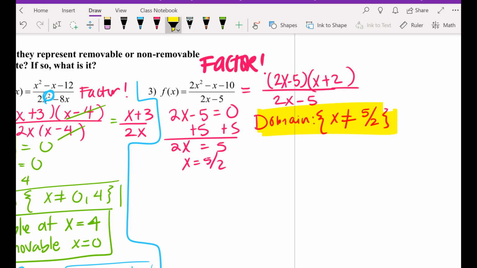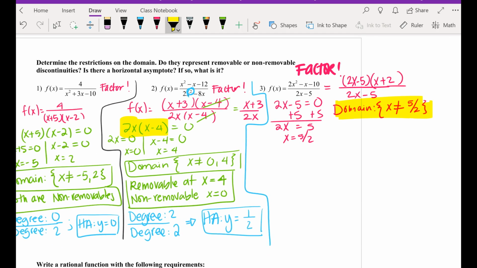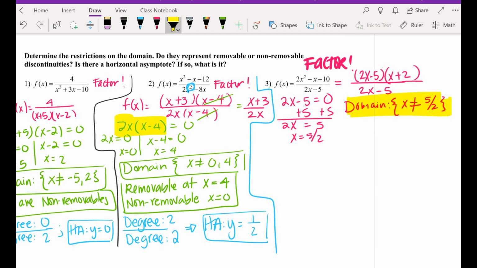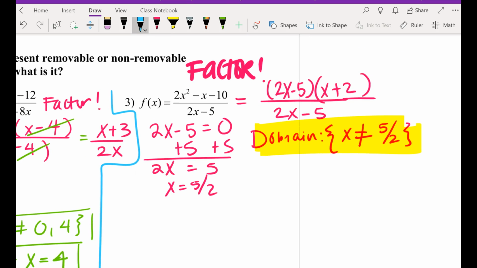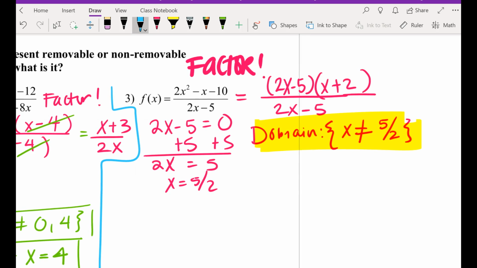Now, that's answering the first part of the instruction. State the restriction of your domain. Next, it says we have one restriction. So does it represent a removable or non-removable? What does it represent? Removable. How do you know? Because 2x minus 5 does not belong there. That's what x can't be. How do we decide what's removable?